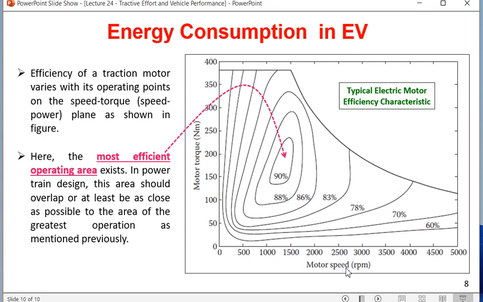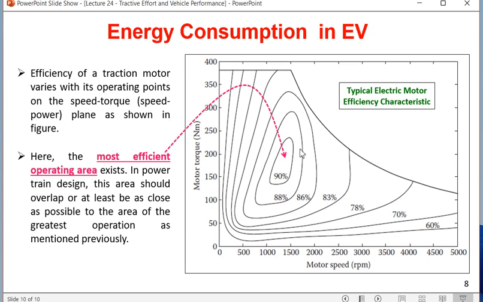So that means towards the center, the vehicle is going to give maximum efficiency when the speed of the vehicle is in between 40 to around 45 or maybe 50, around that range. So this is the central part of the contour. This is the typical electric motor efficiency characteristic. Efficiency of a traction motor varies with its operating points. Operating points are nothing but motor speed, motor torque and all. So what are the operating points on the speed torque characteristic? It is shown here.